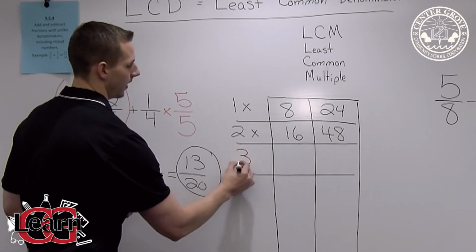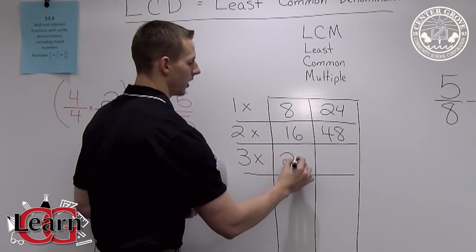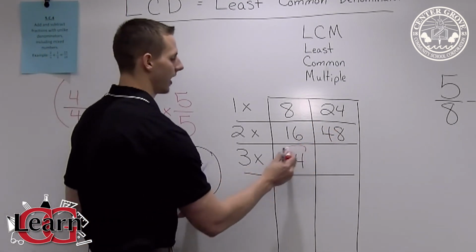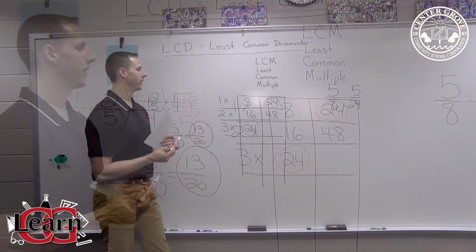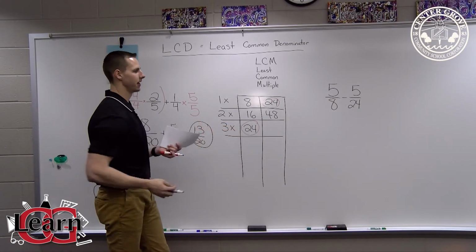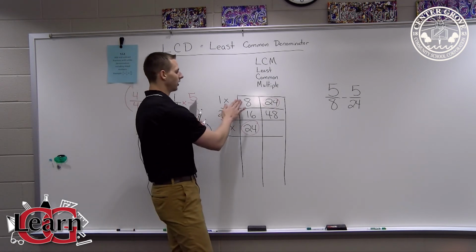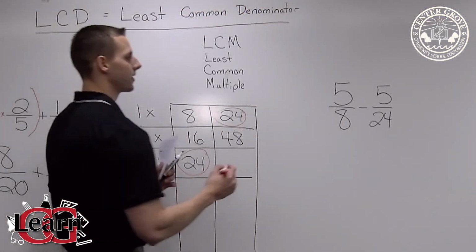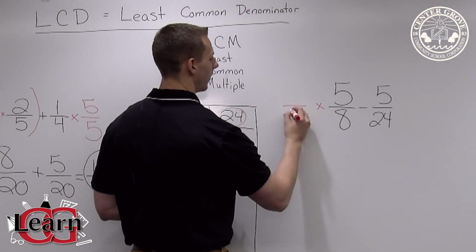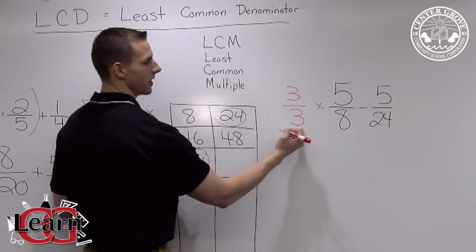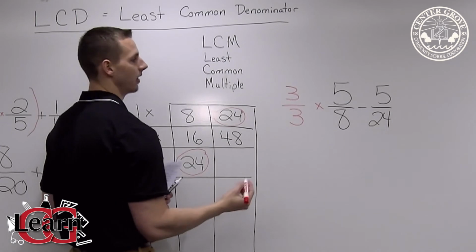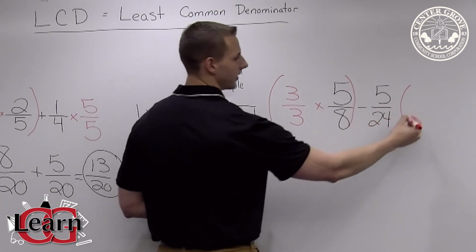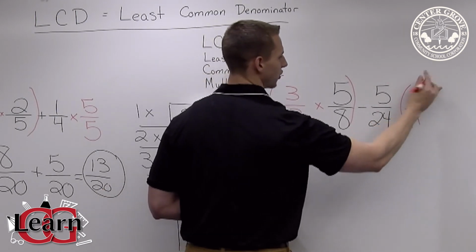Now 3 times 8 will give me 24, but I don't need to continue any further because we have a common denominator now. We found what multiple will give us a common denominator of 24. So now I have to look at what I multiplied 8 by to get 24. I multiplied it by 3. So I would have to make a fraction of 3 over 3, because whatever I multiply the bottom by, I have to multiply the top by. And since this one I did not change, it multiplied itself by 1, because we know that 1 times anything is just that number.